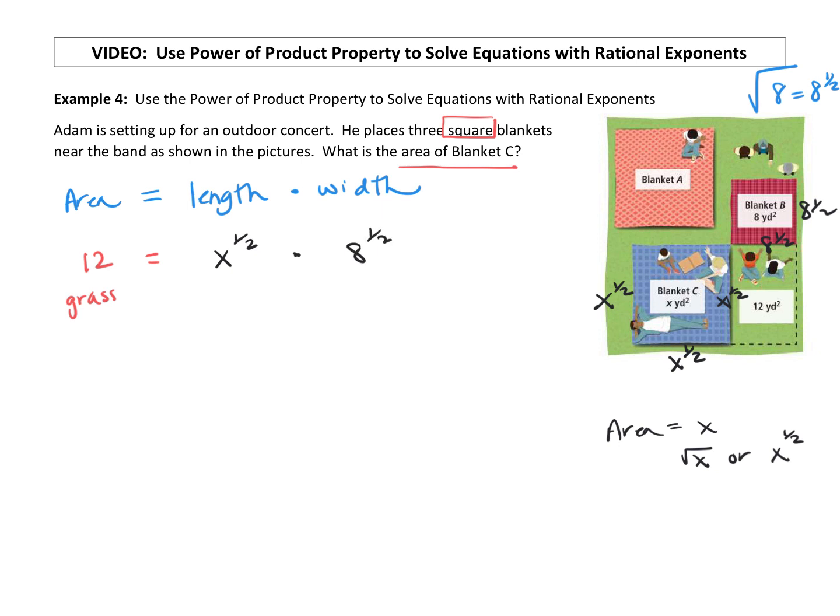And now we have an equation where we can solve for X. And once we have the value of X in our blanket C, X is the area, and we are looking for the area. So let's go back to our equation. We've got 12 equals. Now what we want to notice here is we are multiplying 2 terms that are being raised to the same exponent. So what we can do here is go ahead and multiply the X times the 8, just put those together with the same exponent of 1/2.